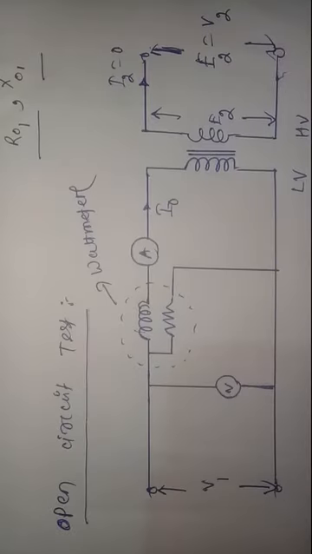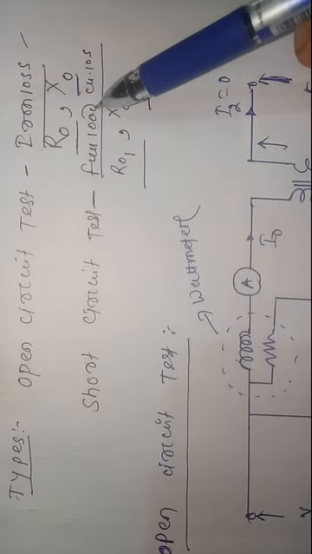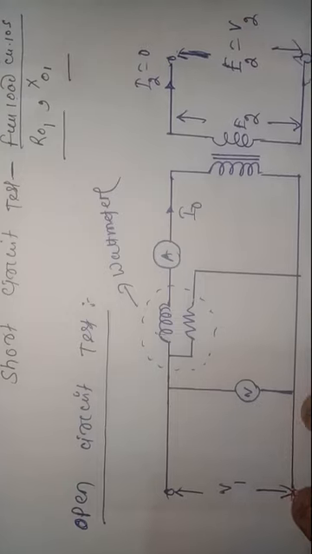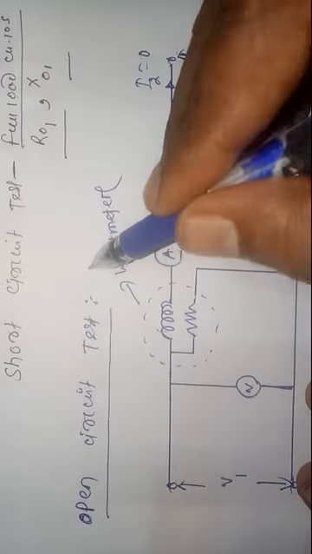These tests are actually very convenient. Why are these tests so convenient? Because they are carried out without actual loading of the transformer. Without any physical loading, we can determine the iron loss, copper loss, and these parameters using the rated voltage and rated current. So let's discuss the open circuit test.